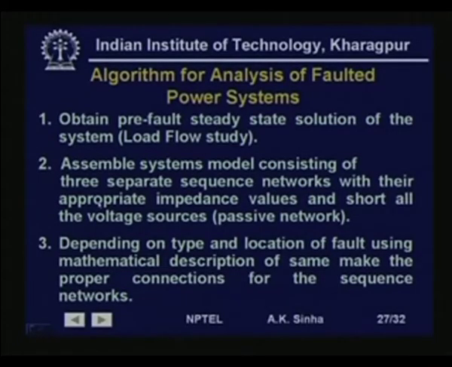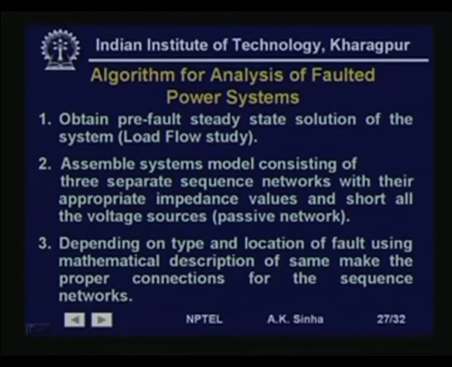For this purpose we have already eliminated all the voltage sources, that is, all the generators are shorted and replaced by their appropriate impedances. Depending on the type and location of the fault, using the mathematical description of the same, make proper connections for the sequence network. That is, if it is a single line to ground fault, then all the 3 sequence networks will be connected in series and so on. So, we need to do that.